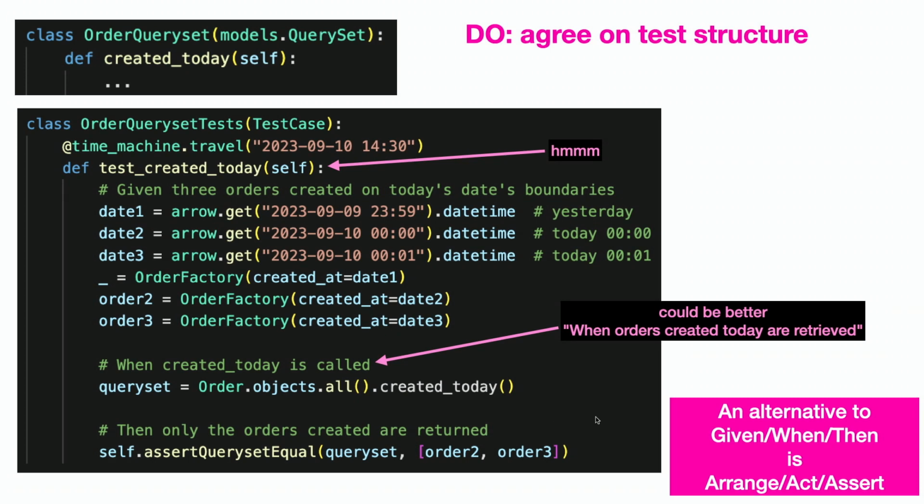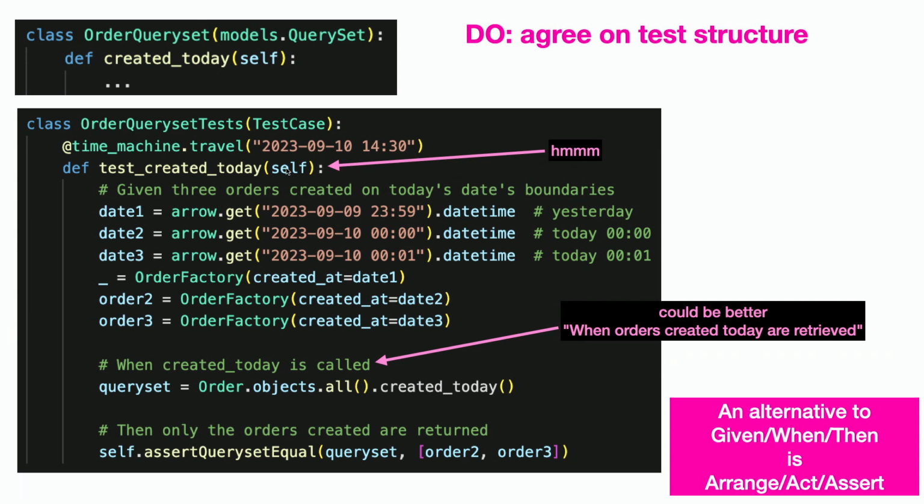The more tests you write and the more you keep a structure, the easier it is when you come to look at a test: with the combination of comments and white space, you know what each part of the test does. Since these are inline documentation, maybe having a more human-readable string would have been better than "when created today is called".